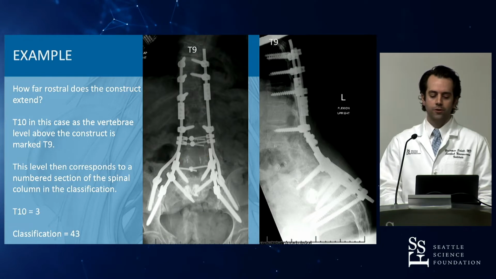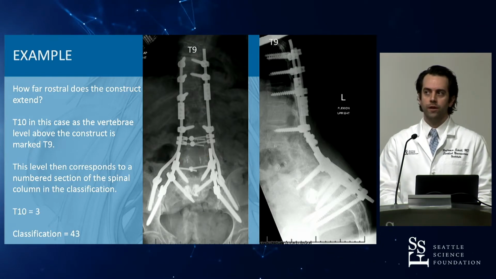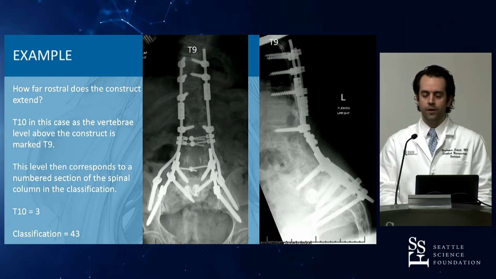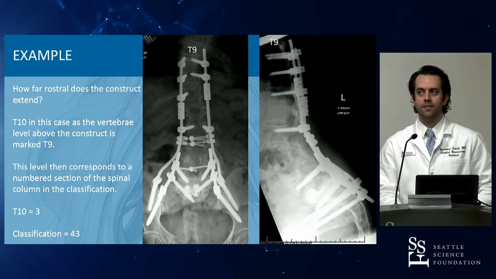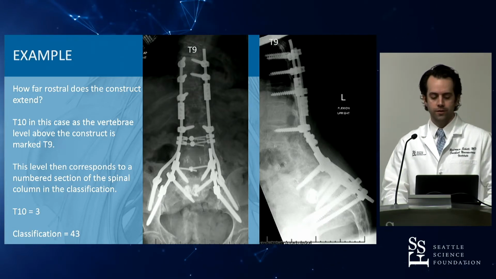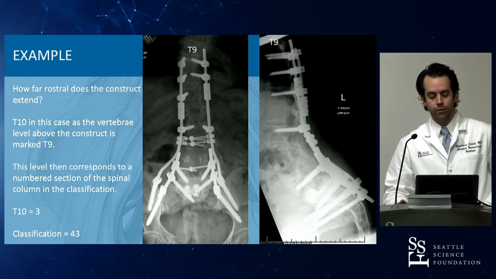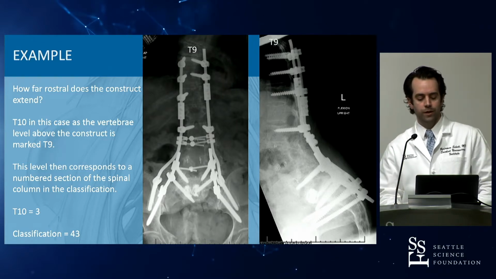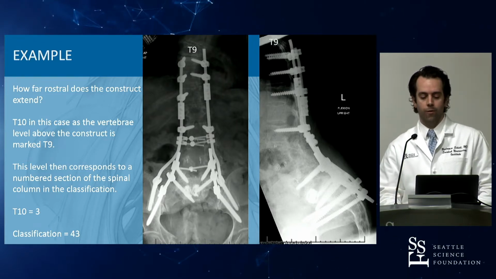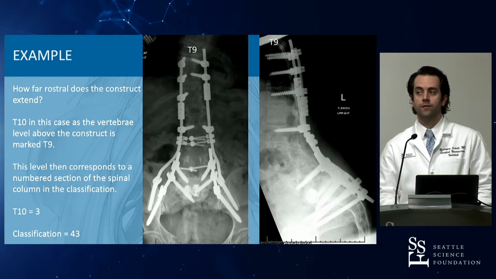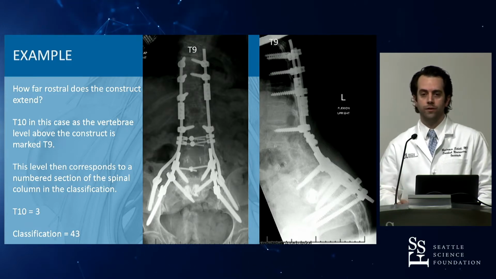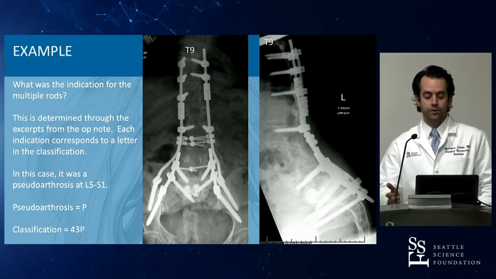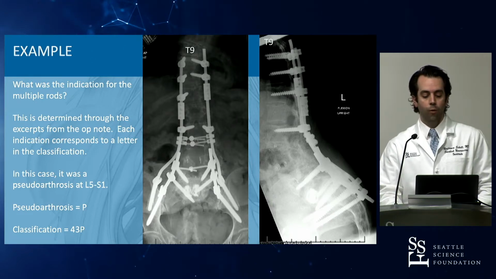Going on to the next: how far rostral does the spanning construct work? It may not project well, but the T9 vertebra is marked. So in this particular case, T10 is the most rostral portion of this construct. That level, T10, corresponds to a numbered section of the spinal column seen on the previous slide, and that will be the number 3. So right now we're at a 43, because we have 4 rods, and this T10 construct corresponds to the 3rd spinal section, the thoracolumbar junction.